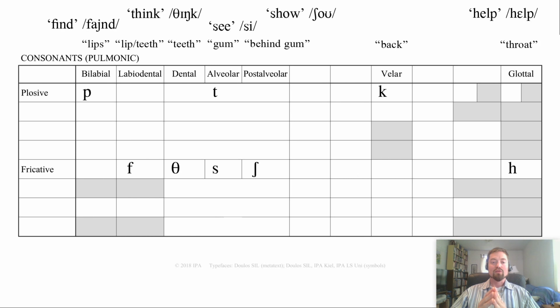And so those are the fricatives. In the next lesson, we will look at a way to double these sounds, because you may have noticed that there are some sounds missing here, and so next time we will double them up.